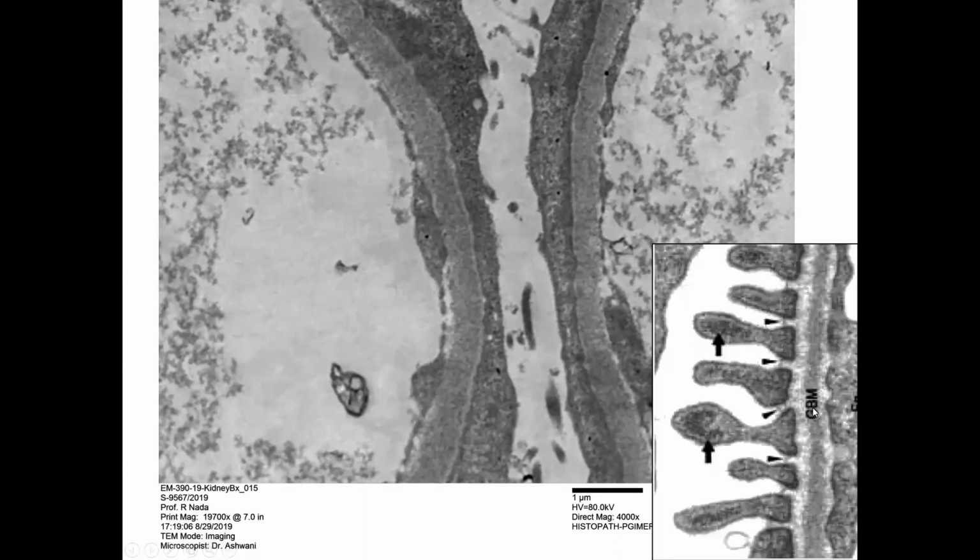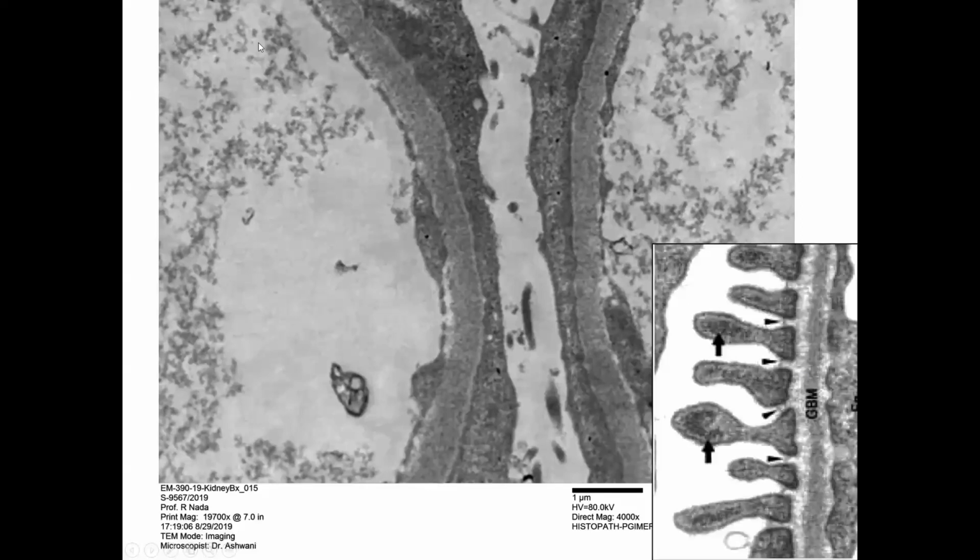So we can see the glomerular basement membrane, that's 3 layers: lamina densa, lamina rara externa, lamina rara interna. So there are 3 layers, and here we can see the nice foot processes, like cylinder-like processes just sitting over the glomerular basement membrane, and in between the foot processes there is slit diaphragm. So this is normal.